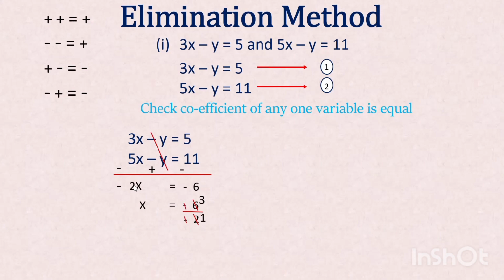So the minus minus also will cancel. 3 by 1 is 3. You know any number by 1, the same number only will come. Okay. So x is equal to 3. So finally we found the value of the variable x is 3.